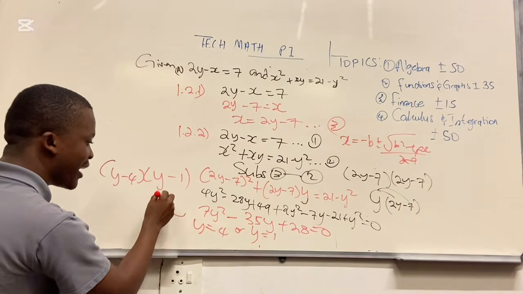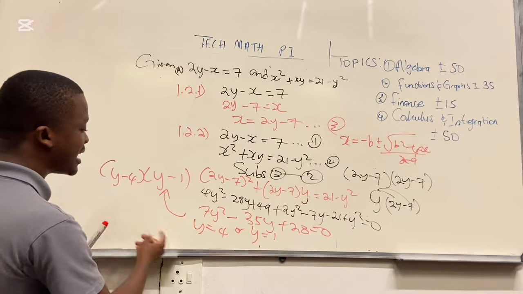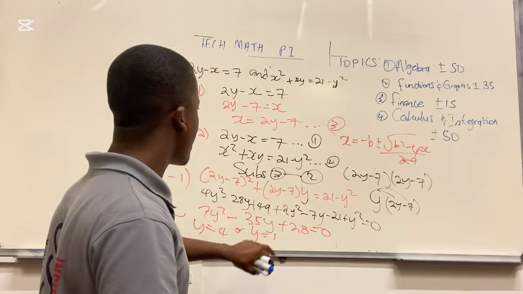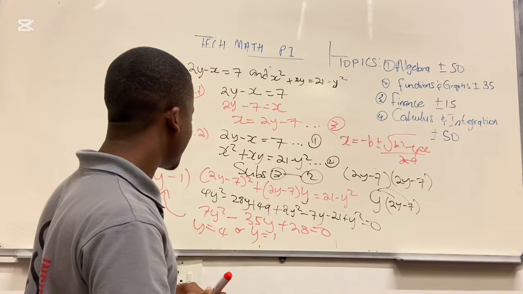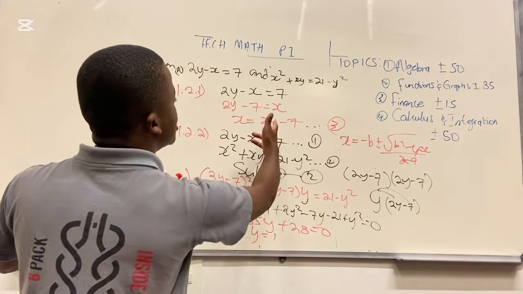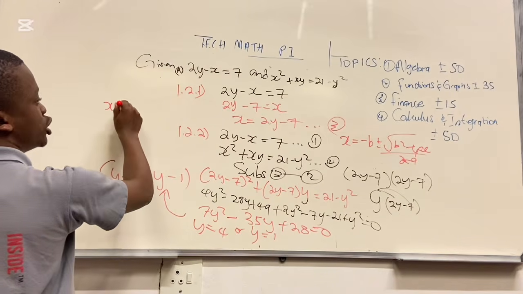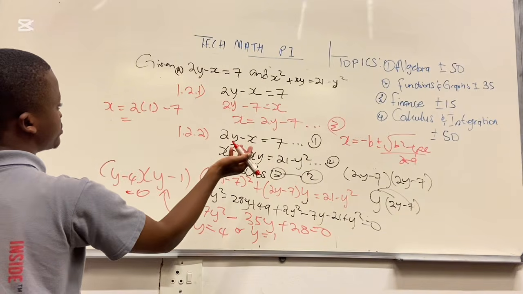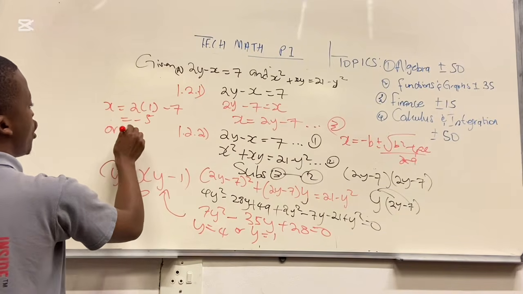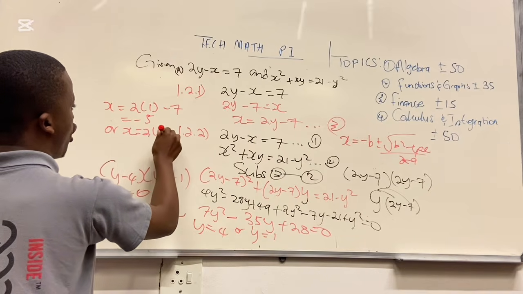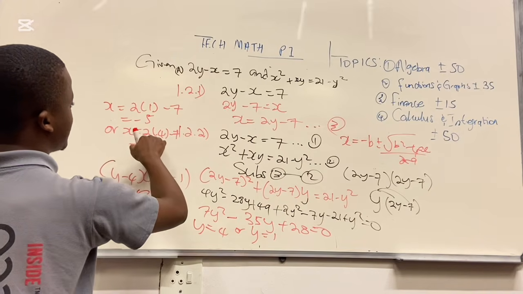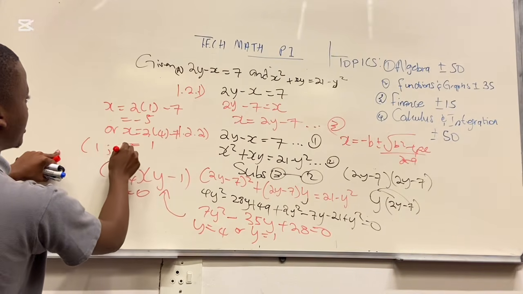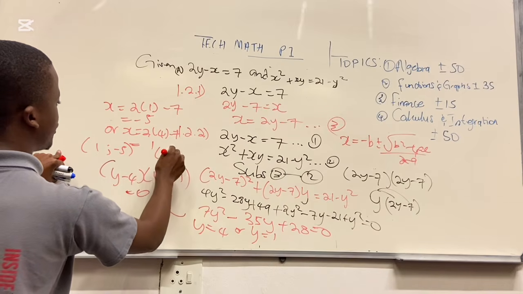Then we reverse, as I taught you, because this is equated to 0. Now that we have found y, what is our x? We find our x in terms of y, so we just substitute 4 and 1. So x is equal to 2 times 1 minus 7, which is 2 minus 7, which is negative 5. Or x is 2 into 4 minus 7, which is 8 minus 7, which is 1. Now we have two coordinates: 1 and negative 5, and 4 and 1.